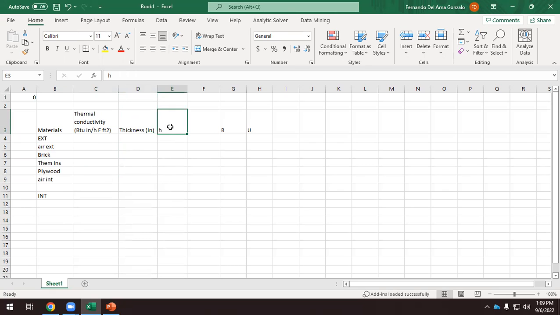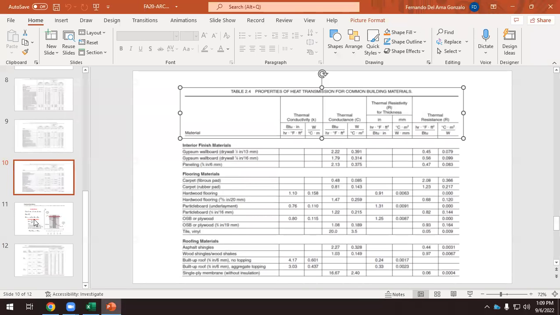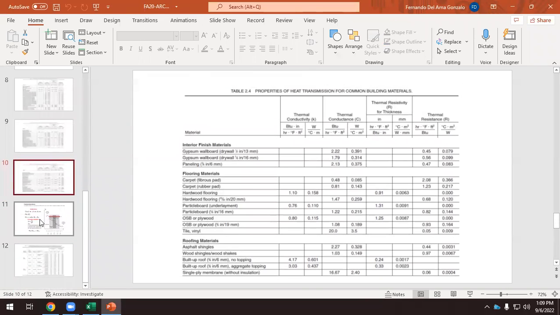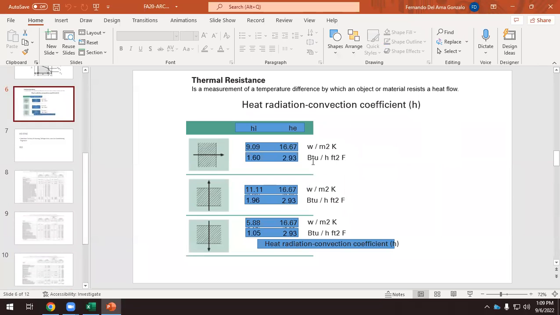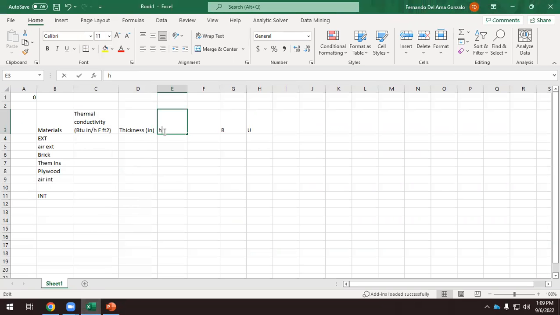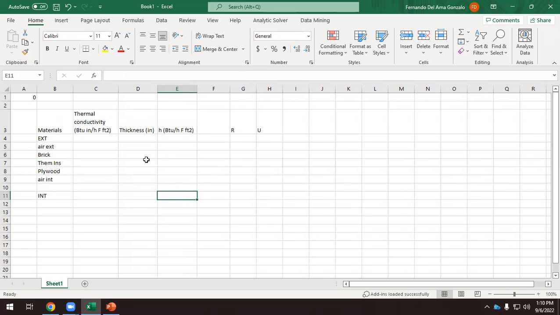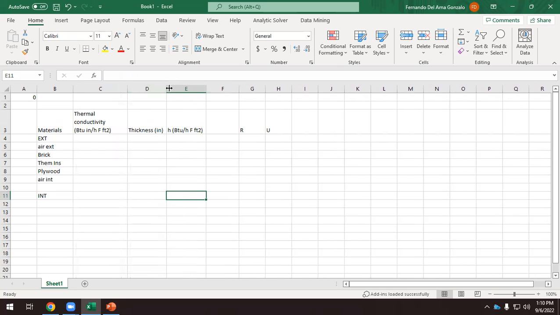What are the units for H? Let's find out. The units of H were here: BTU, hour, feet square, Fahrenheit. So the H is BTU divided by hour, Fahrenheit, and feet square. Make it a little bigger. Okay, so those are the columns that we need.